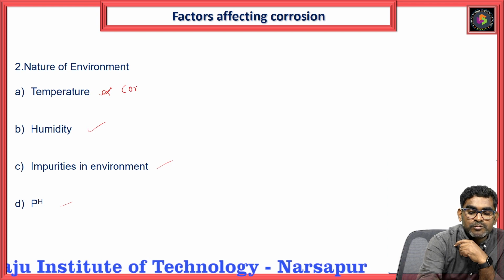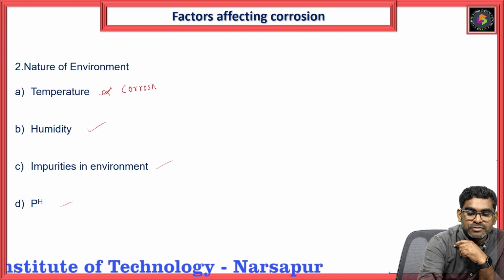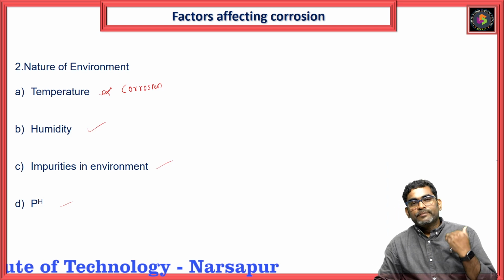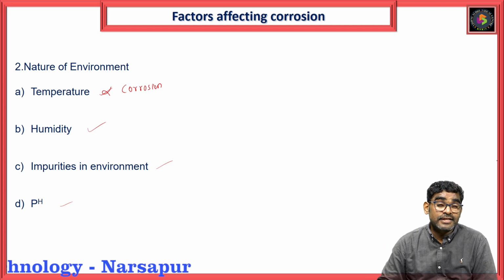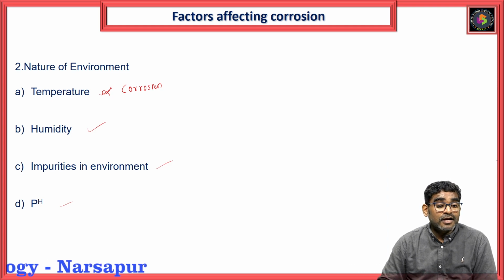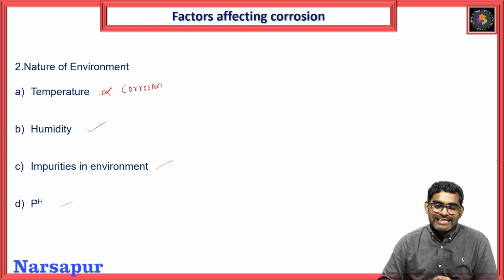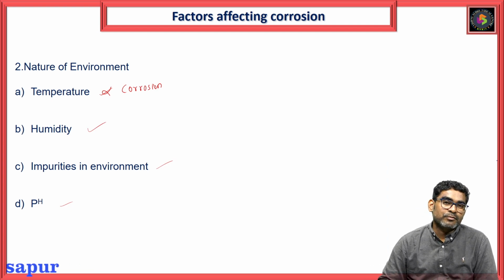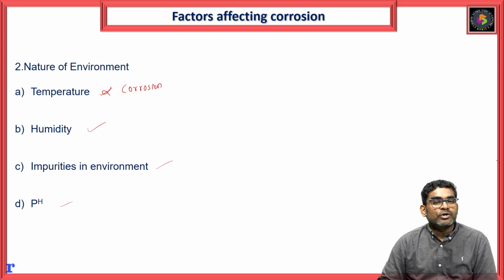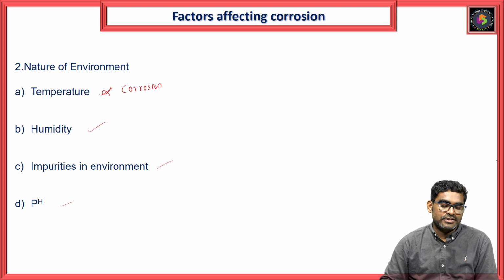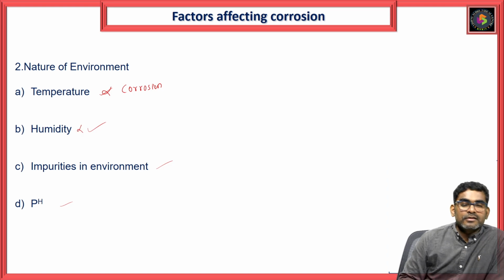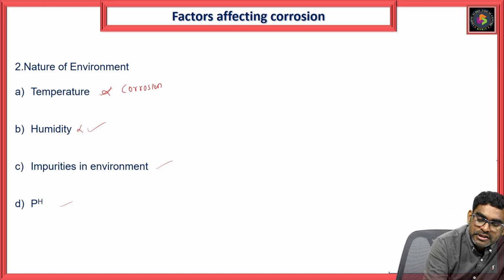So here in the nature of the environment, first is temperature. Temperature is always proportional to the rate of corrosion. If temperatures are more, the rate of corrosion is more because oxidation takes place faster at high temperatures. So in that way, temperature is directly proportional to corrosion. If temperatures are less, the rate of corrosion is also less. Then humidity. Again here, humidity is also directly proportional to corrosion.